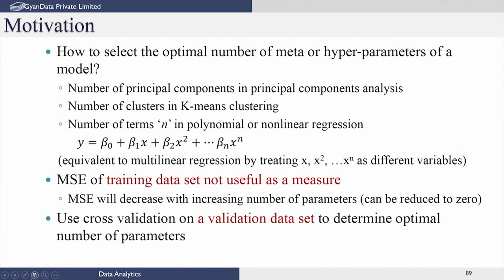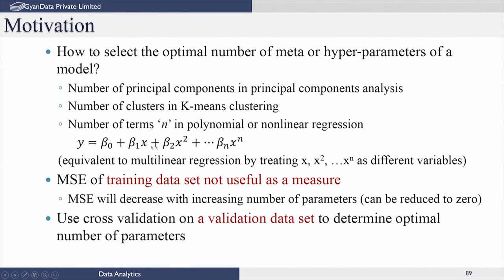Similarly, if you are building a nonlinear regression model, for example a polynomial regression model, where the dependent variable y is written as a polynomial function of the independent variable x, let us assume there is only one variable x. You can write the nonlinear regression model as y equals beta naught plus beta 1 x, which is the linear part. You can also include nonlinear terms such as beta 2 x squared and so on up to beta n x power n, where x squared, x cubed and so on are higher powers of x. This is known as a polynomial model.